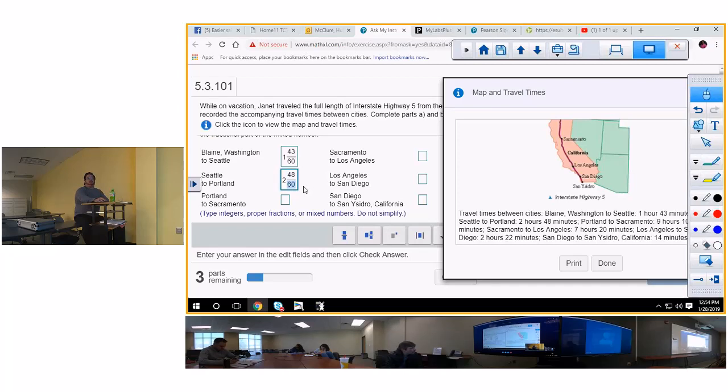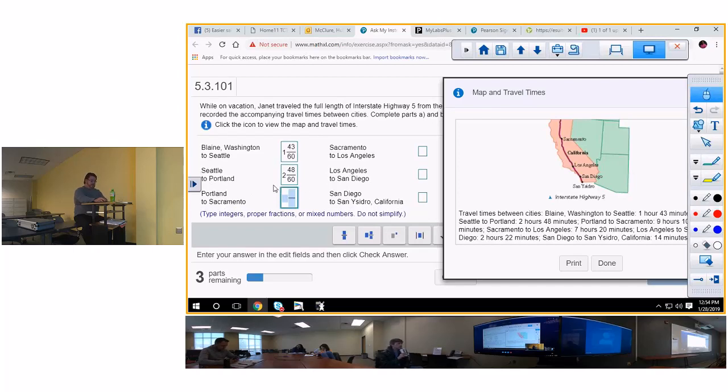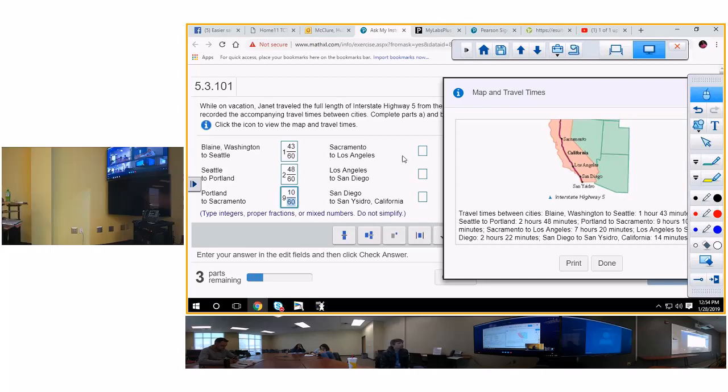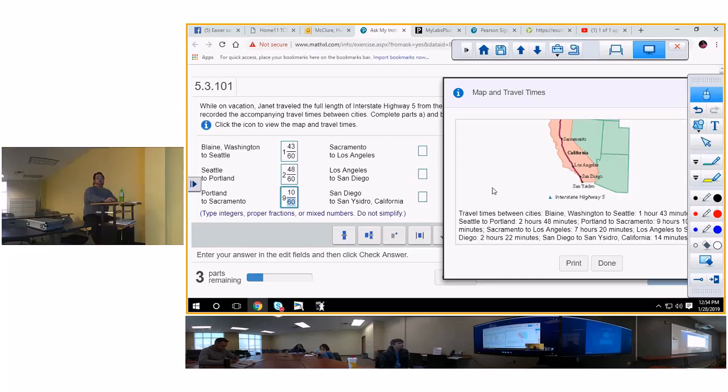Portland to Sacramento, 9 hours, 10 minutes. Is that what it says? 9 hours, 9 hours, 10 minutes. Oh my goodness, this is tedious. Sacramento, 7 hours, 20 minutes. 7 hours, 20 over 60.